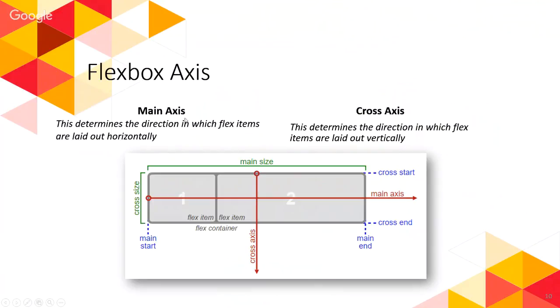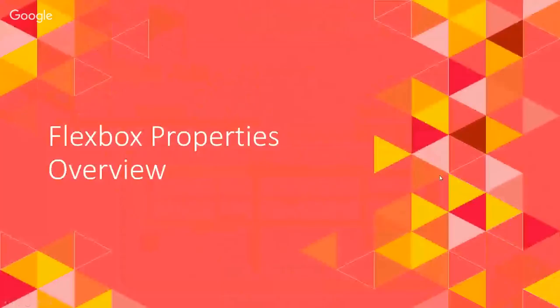There is an opportunity to rotate the axis, but we'll get into that a bit later. I don't want to overwhelm you right now. It's not an easy thing to grasp at first, but you should always remember this picture here. The main axis going from the left to the right, and the cross axis going from the top to the bottom. Okay, that's axis covered.